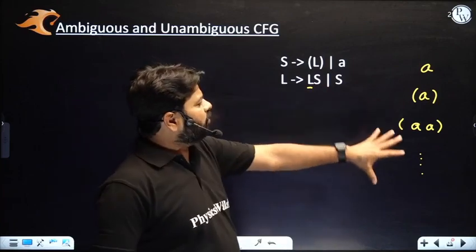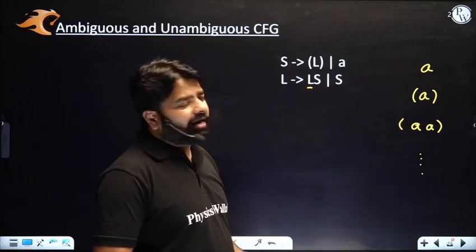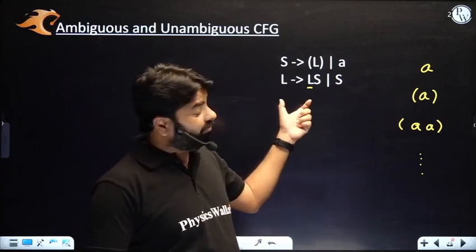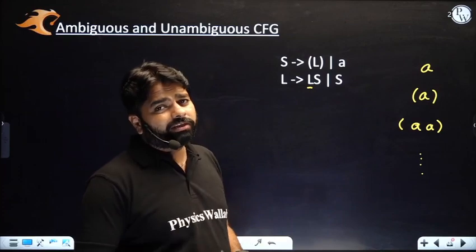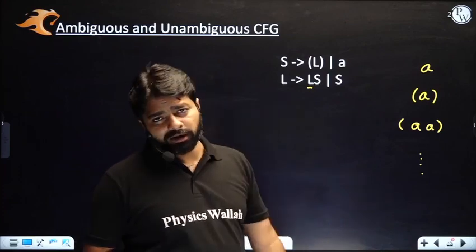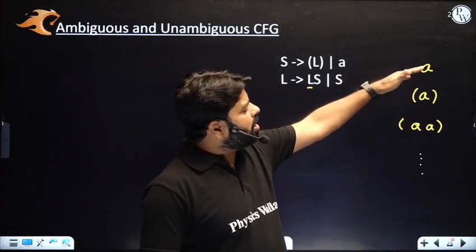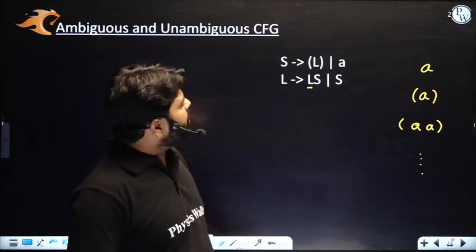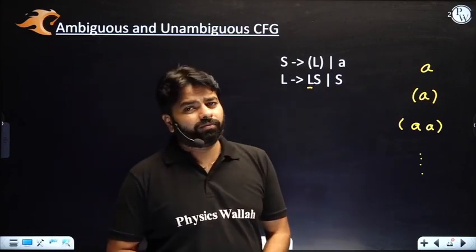Okay, anyhow, so let's check for these three. And in case later on you find some string which has more than one parse tree, mention it in the comment. But I'm just helping you with how you should proceed to check the ambiguity. First you go for A. How many ways can you produce A here?